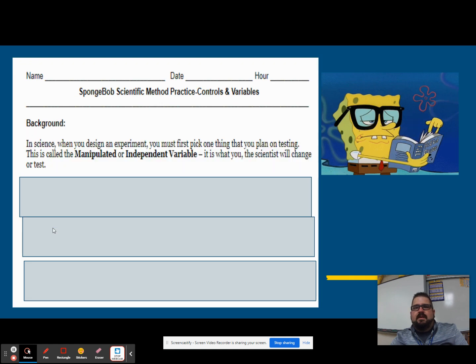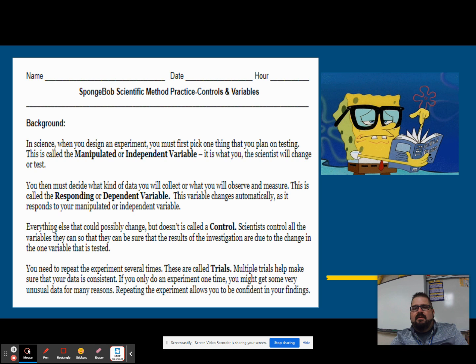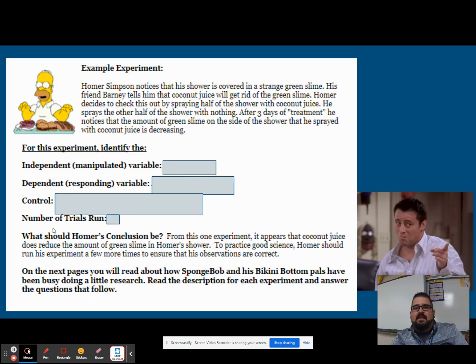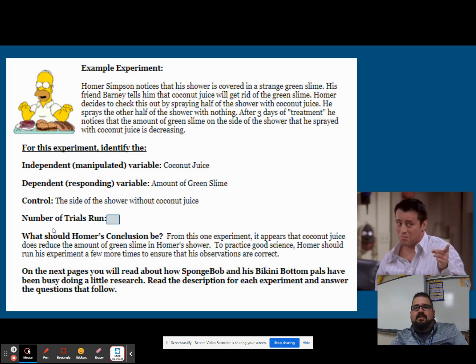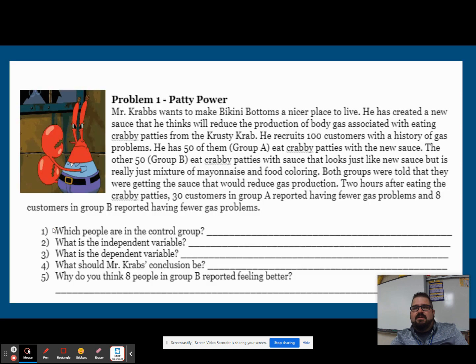And then we're going to get into SpongeBob. So if you want, you can print off the SpongeBob sheet. Otherwise, you can get a copy when you return. We probably will not get far into SpongeBob. I'm guessing we'll talk about some of the examples and probably do Patty Power as a class together. And that's probably where we will stop for the day. I imagine that's about as far as we'll get.